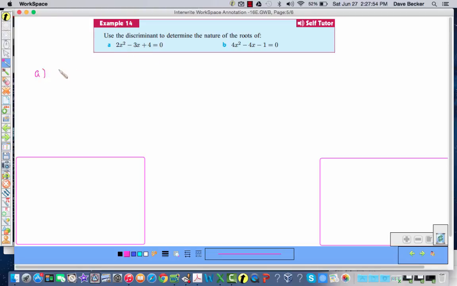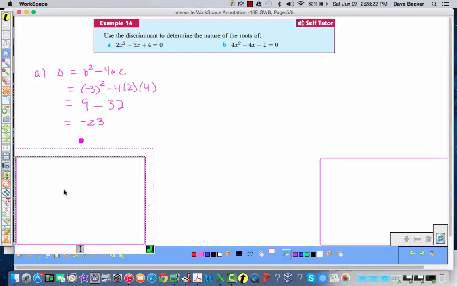So for part a, delta, the discriminant, equals b squared minus 4ac. So that would be negative 3 squared minus 4 times 2 times 4. So that would be 9 minus 32. I really don't care what the result is. I will say it's negative 23. All I care is that it's negative, so I have no real solutions.